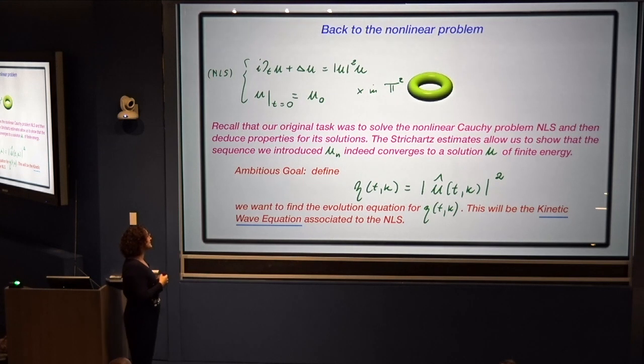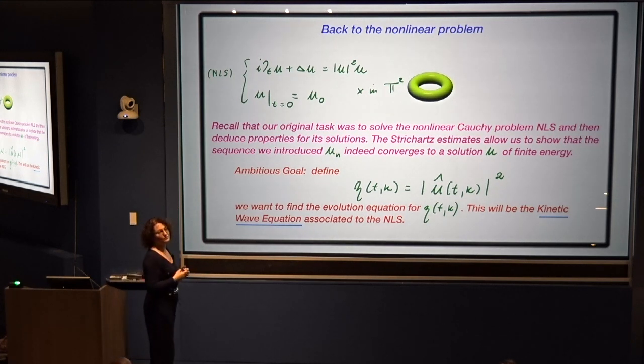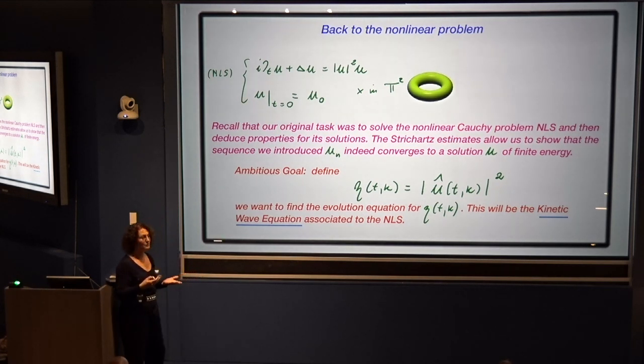Now, at this point, once we know that there is a solution, of course, we wanted to have some properties for it. We wanted to understand certain quantities. And I wanted to go back to the energy density.